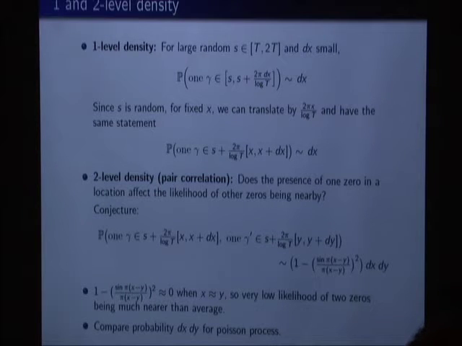And so in particular, this density is very close to 0. So there's very little likelihood that two zeros are much closer to each other than average. They sort of repel quadratically, right? And you should compare this to the probability if they're modeled by a Poisson process. If the zeros didn't see one another at all, then we wouldn't see this repulsion effect here. This probability would just be given by dx dy. So there's something interesting going on about the likelihood that some zero is next to another zero.